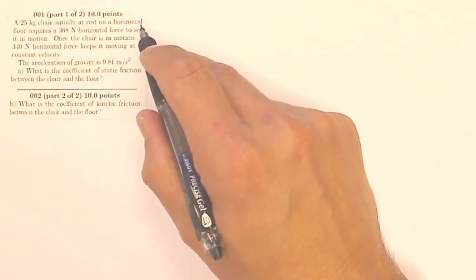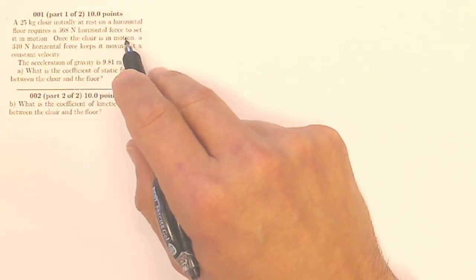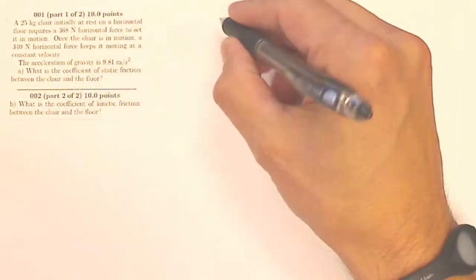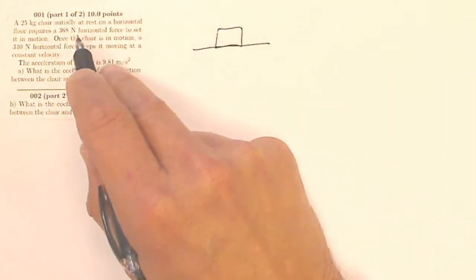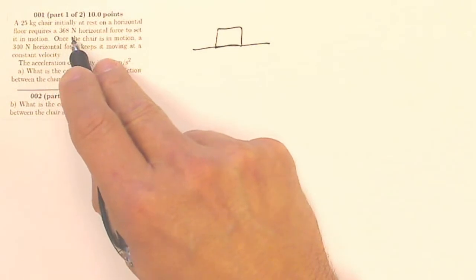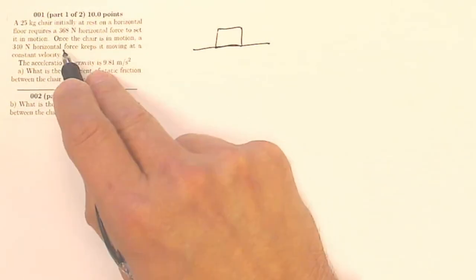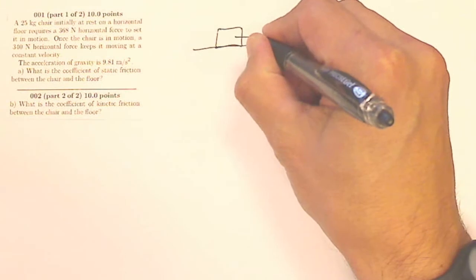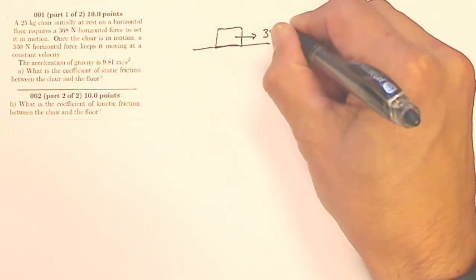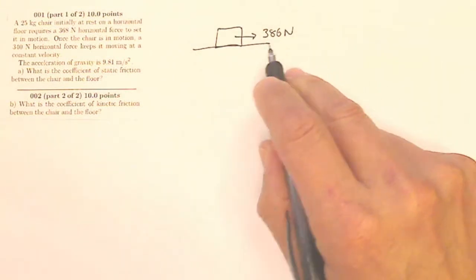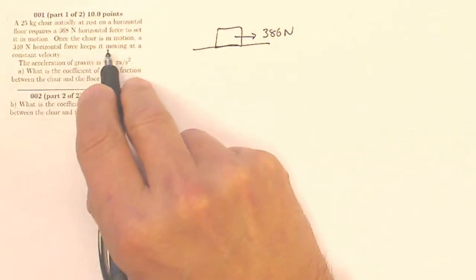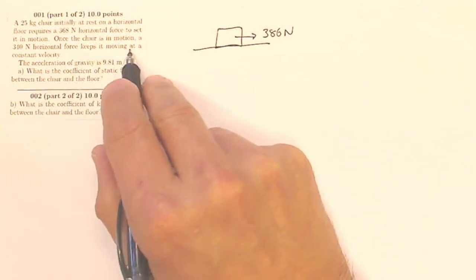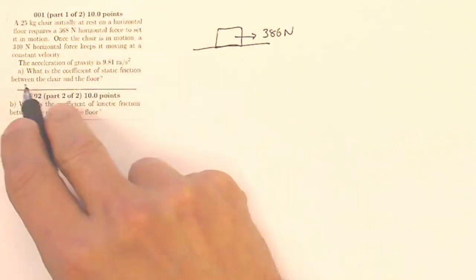Question number 1. It says a 25 kilogram chair initially at rest on a horizontal floor, so here's my chair at rest on a floor, requires a 368 Newton horizontal force to set it in motion. So as soon as I push with 368 newtons, that chair will start moving. Once the chair is in motion, a 340 Newton horizontal force keeps it moving at a constant velocity. Well, that's going to be for my next part of the question.